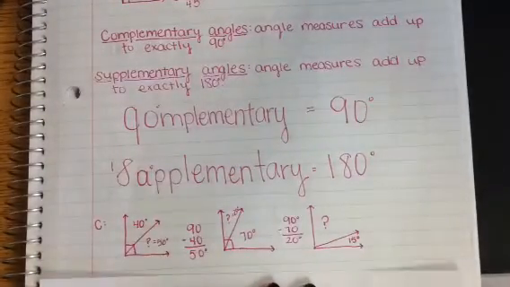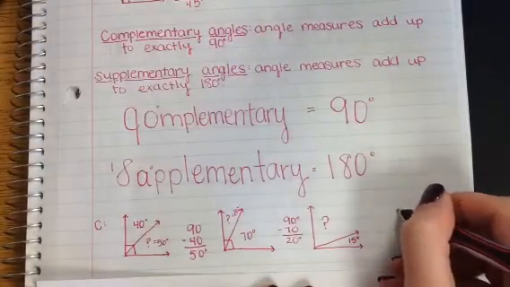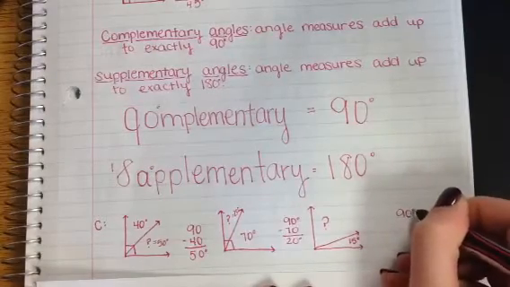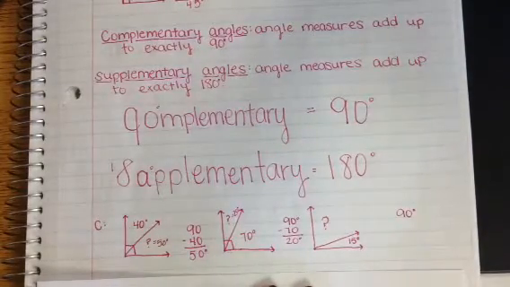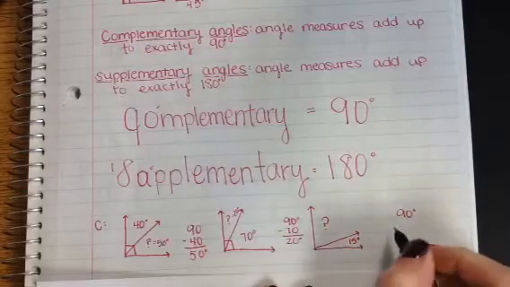All right, and for the last one, again, we know if it's complementary, it has to be 90 degrees. So we start with 90 degrees. We take away what we know, which is 15.